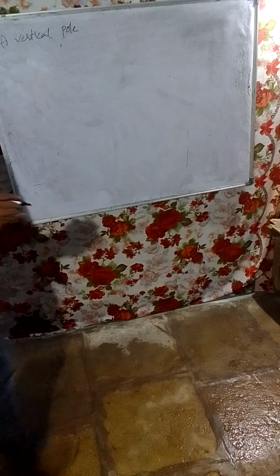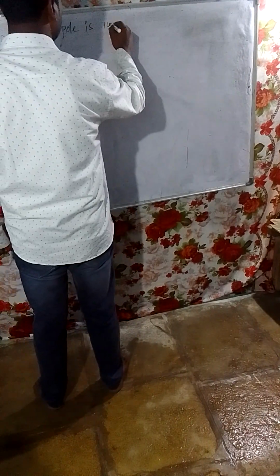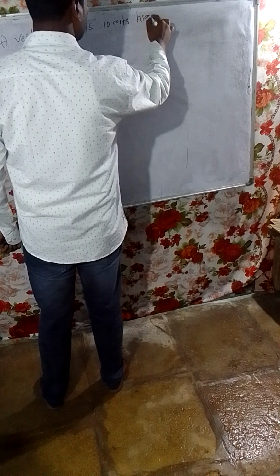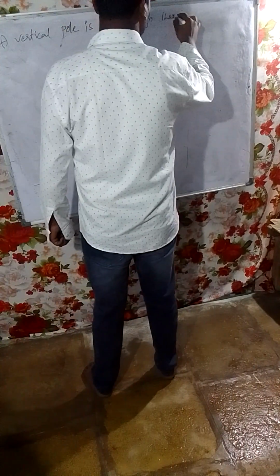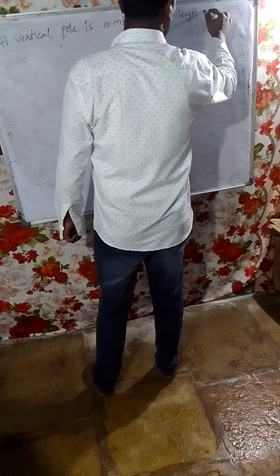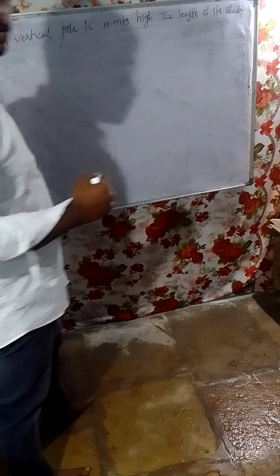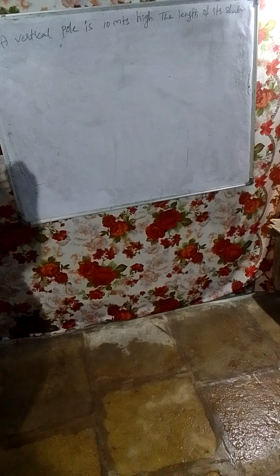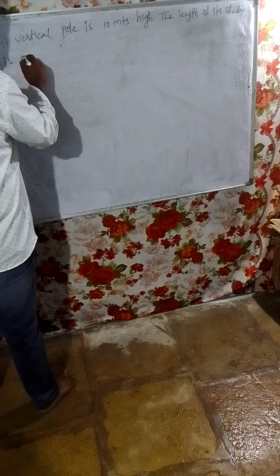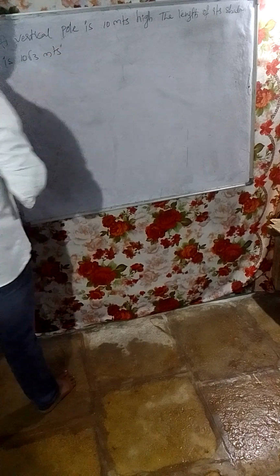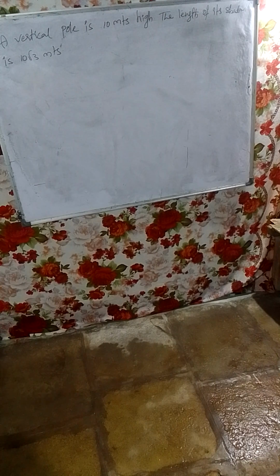A vertical pole is 10 meters high. The length of its shadow is 10 root 3 meters. What is the angle of elevation of the sun?